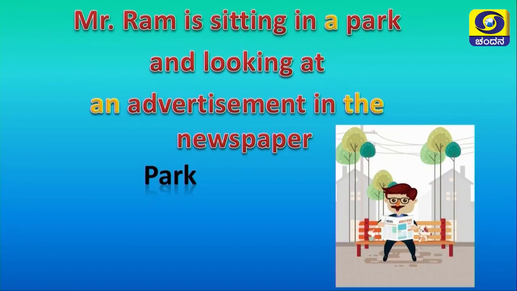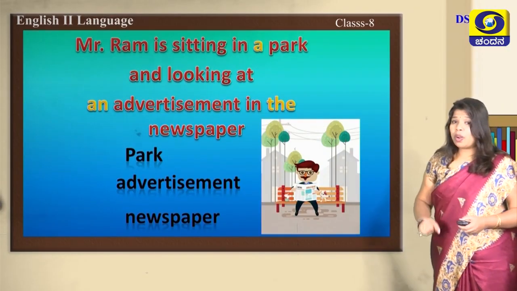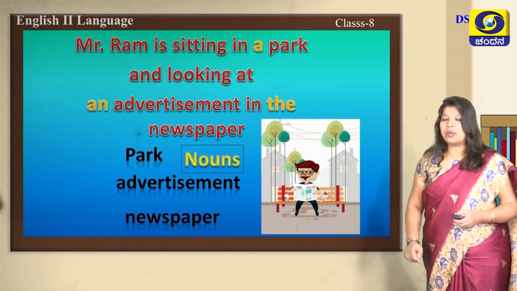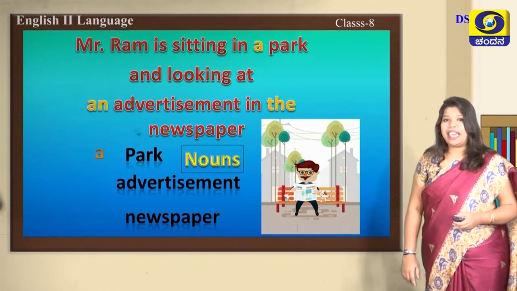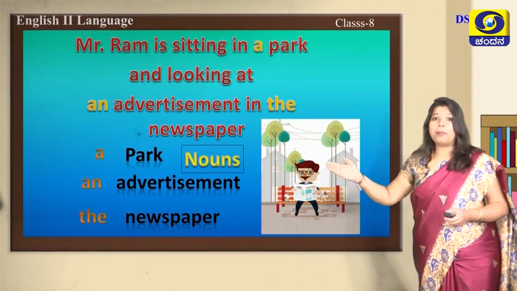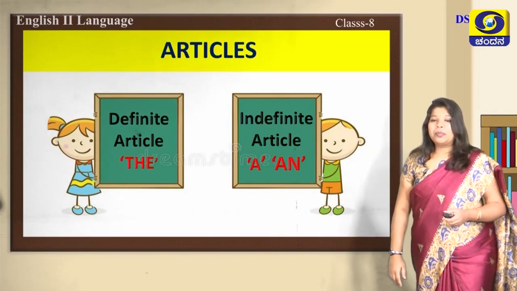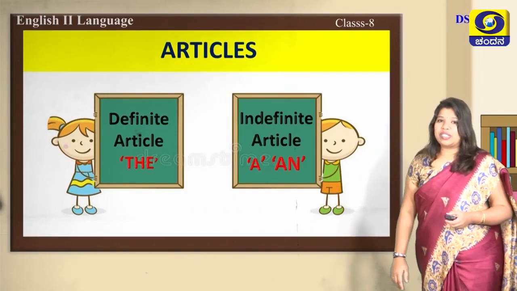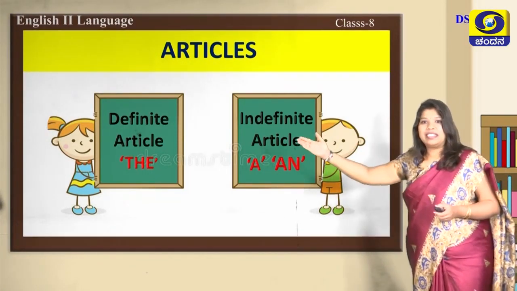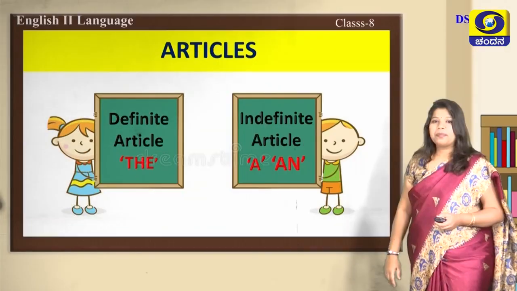Now, look at the word park, advertisement and newspaper. You all know what is it? Yes, they are nouns, and the words a, an and the, what are they doing there? They are pointing out the nouns here, right? Now, there are two kinds of articles children. One is definite article the, another one is indefinite article a and an.